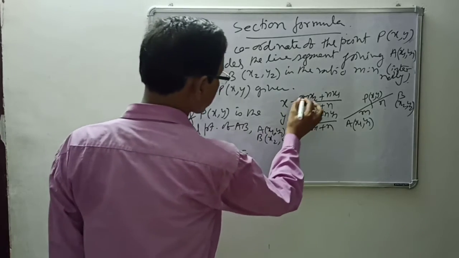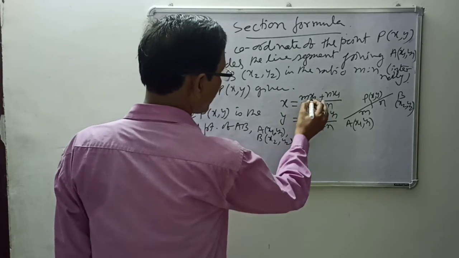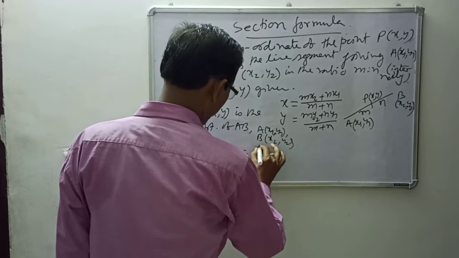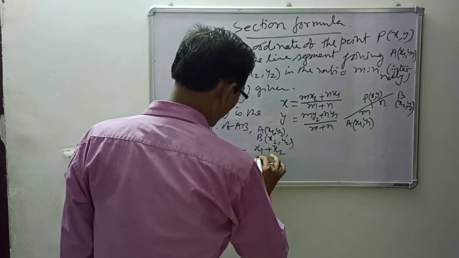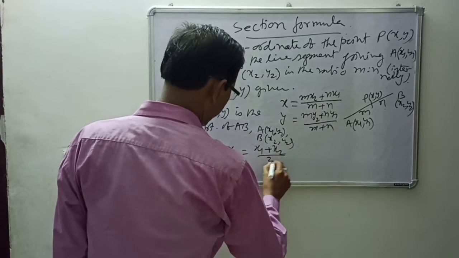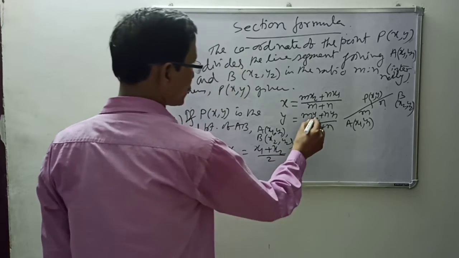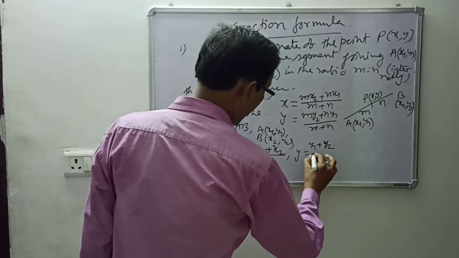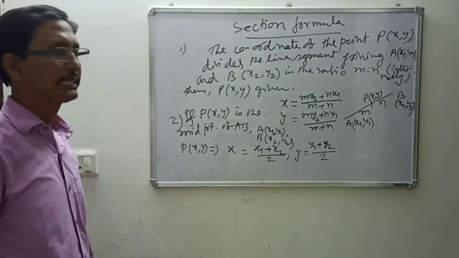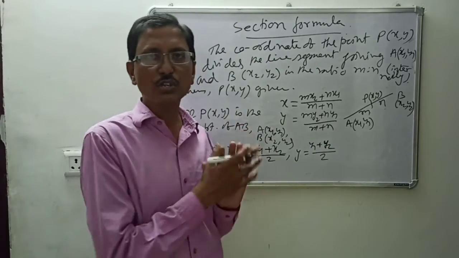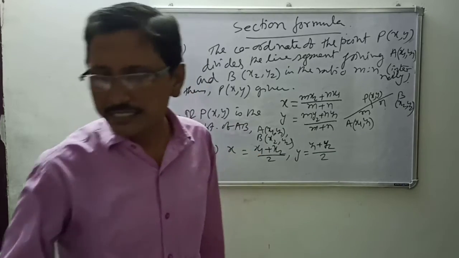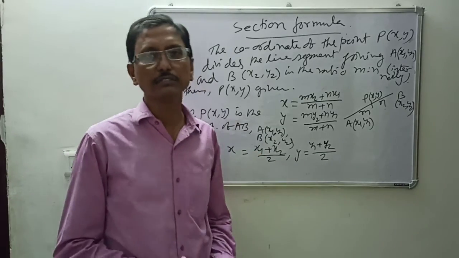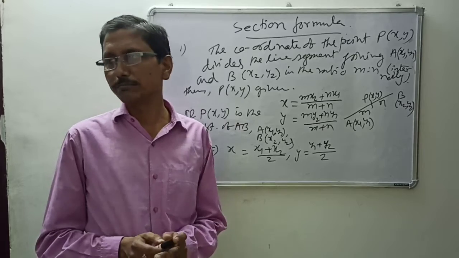So what will you get? x equal to, if you put 1 and 1, 1x2 plus 1x1, simply (x1 plus x2) by (1 plus 1), you will get 2. Similarly y equal to (y1 plus y2) by 2. These two conditions we have. We will apply these conditions or this formula for various types of problems.